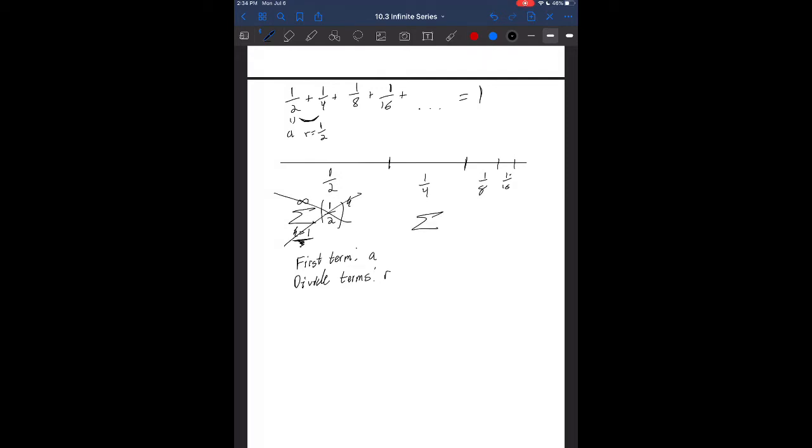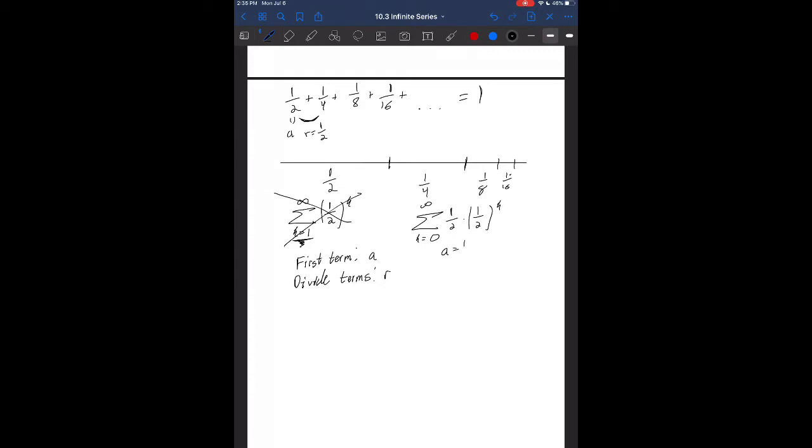So instead of starting at a k value of 1, we can start at a k value of 0 to infinity of 1/2 times 1/2 to the k. And this makes sense, right? When I plug in k equals 0, I have 1/2. k equals 1 gives me 1/4. k equals 2 gives me 1/8, so on and so forth. So this is going to be the general technique that we're going to use to convert when we have something that's not starting at 0.